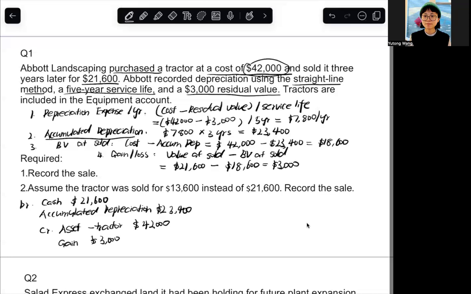And let's look at the second requirement. Assume the tractor was sold for 13,600 instead of 21,600. Record the sale. So that means the amount is very small, right? So it might have a loss. And then let's calculate what's the difference between the gain and loss.